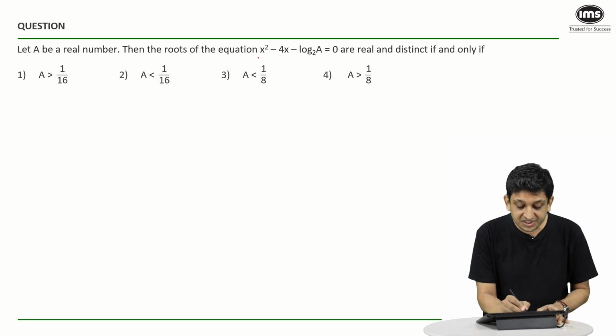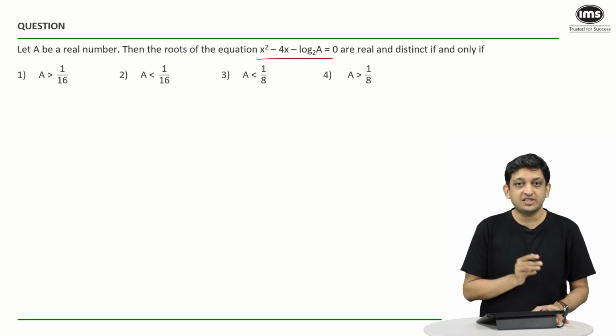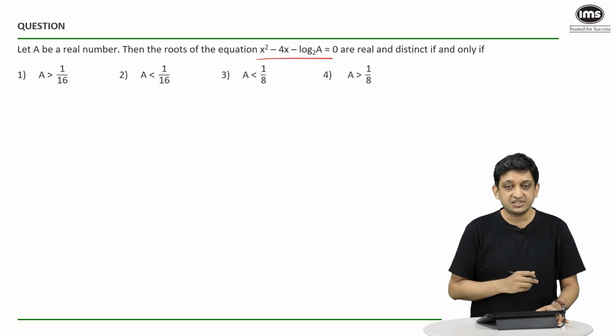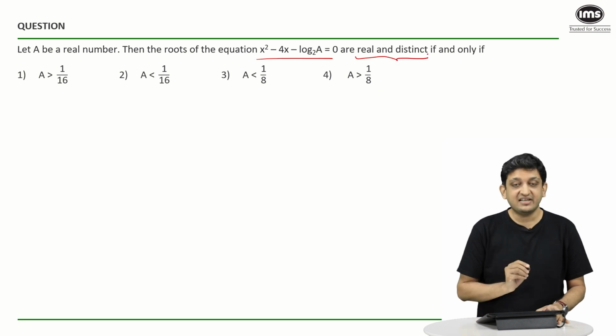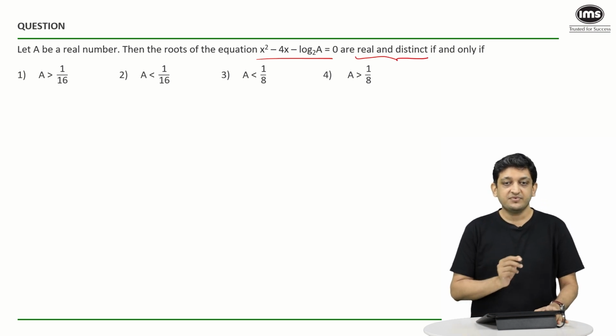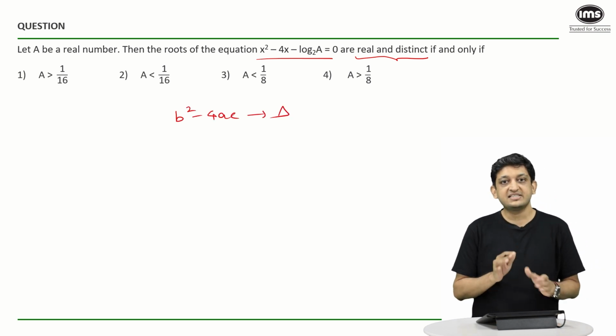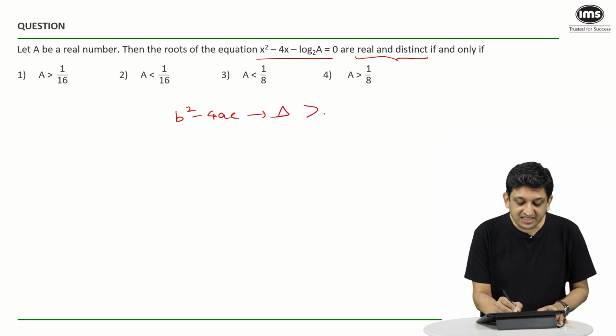So we have this equation here, x square minus 4x minus log of a to the base 2. So log of a to the base 2 obviously is the constant term, 4x is the middle term that we have. Now you get real and distinct roots if and only if the value of b square minus 4ac, that is delta or the discriminant, is greater than 0.